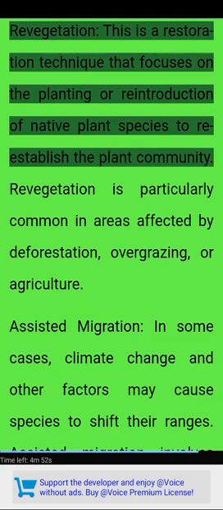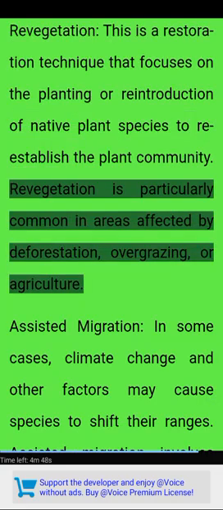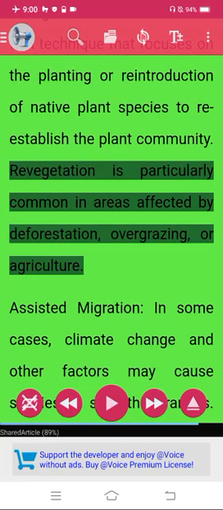Revegetation. This is a restoration technique that focuses on the planting or reintroduction of native plant species to reestablish a plant community. Revegetation is particularly common in areas affected by deforestation, overgrazing, or agriculture.